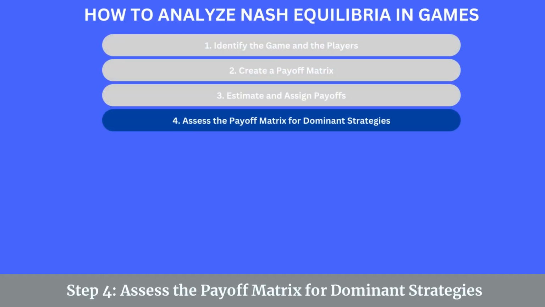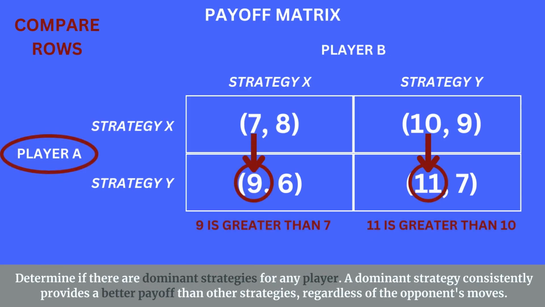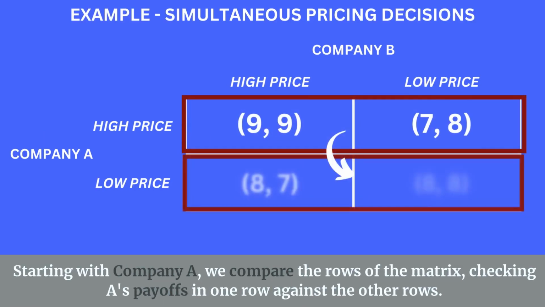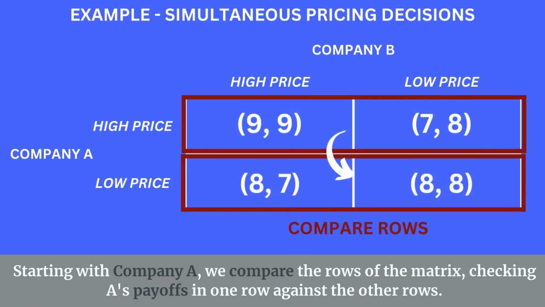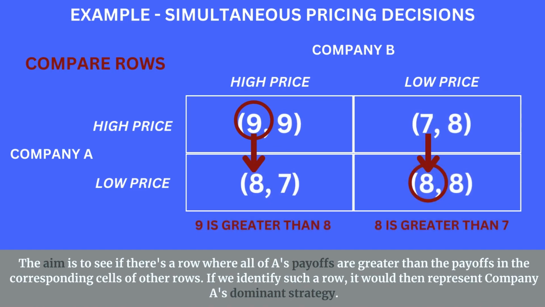Step 4. Assess the payoff matrix for dominant strategies. Determine if there are dominant strategies for any player. A dominant strategy consistently provides a better payoff than other strategies, regardless of the opponent's moves. Starting with Company A, we compare the rows of the matrix, checking A's payoffs in one row against the other rows. The aim is to see if there's a row where all of A's payoffs are greater than the payoffs in the corresponding cells of other rows.